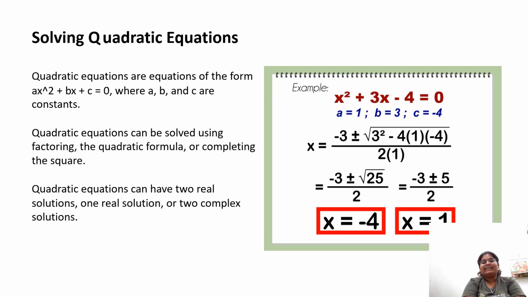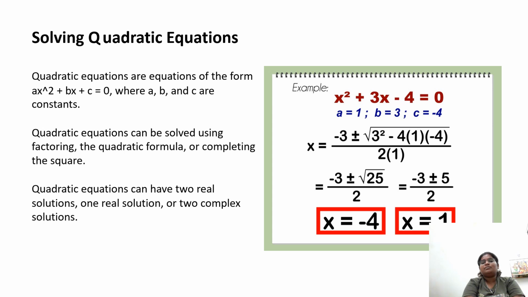Solving quadratic equations. Quadratic equations are equations in the form of ax square plus bx plus c is equal to 0, where a, b and c are constants. Quadratic equations can be solved by factoring, the quadratic formula, or completing the square. Quadratic equations can have two real solutions, one real solution, or two complex solutions.